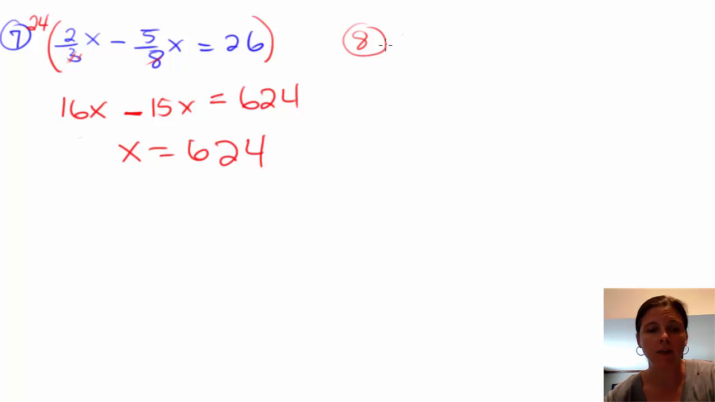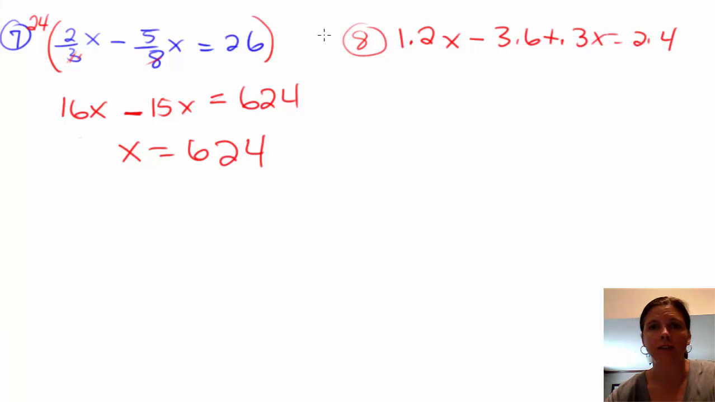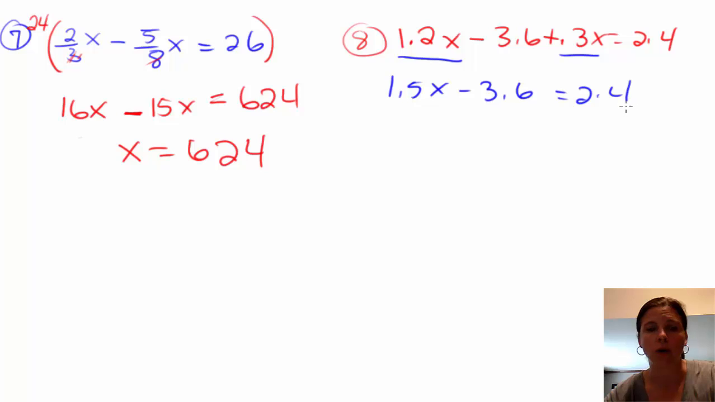Okay, same if you have a decimal. It's okay, just add it up. Don't let decimals scare you. Okay, you still have to add like terms. 1.2x plus 0.3x becomes 1.5x minus 3.6 equals 2.4.